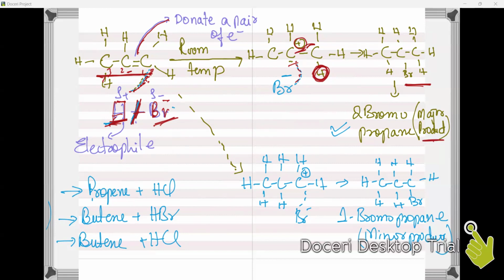There can be a possibility that hydrogen will not attach with this carbon first. Rather, hydrogen will attach with the second carbon and the bromide ion will attach with the other carbon. So here, if I'm getting 2-bromopropane, here I can get 1-bromopropane as well.